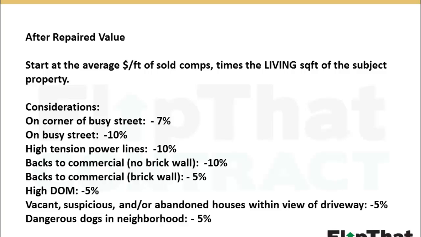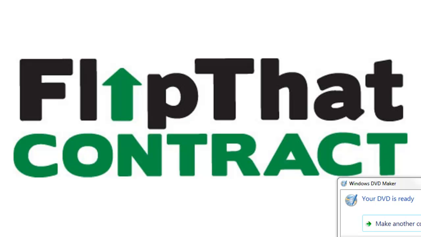If there's a high days on market in the subdivision, you want to go ahead and knock 5% off, because that's what we're going to do. Vacant, suspicious, or abandoned houses within view of the driveway of the home, front or back, is minus 5%. Dangerous dogs running around the neighborhood would be minus 5%. And that's really how to calculate an offer and how to determine what you're going to offer. That's the end of this module.